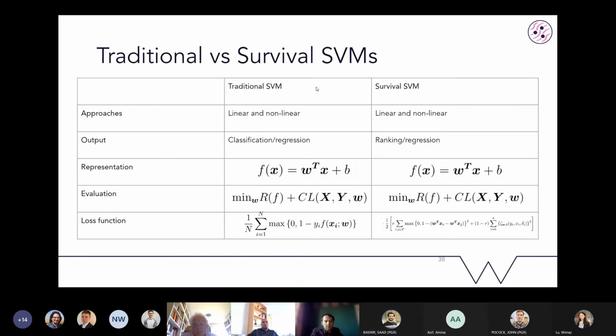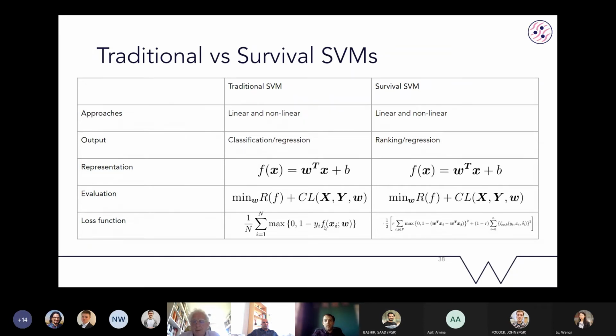So just to quickly compare traditional versus survival SVMs, what we've seen is that both of them can be done in a linear and non-linear fashion. I know I haven't really gone into much detail about non-linear, but I'm sure everyone's already aware of how they work. In traditional SVMs, we can treat it as a classification or regression problem, but in survival SVMs, it's normally treated as a ranking or regression problem. Our representation is exactly the same. We're still trying to fit a hyperplane, and our evaluation has the same regularization term and loss term.